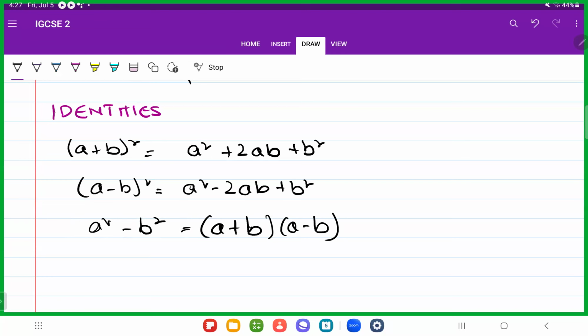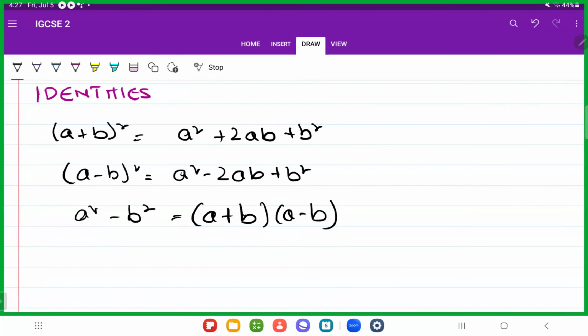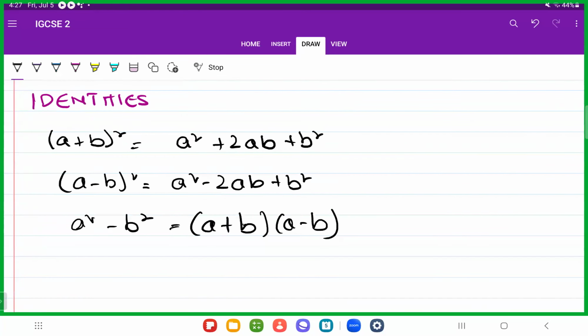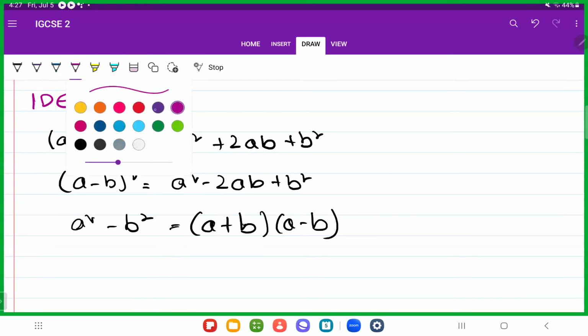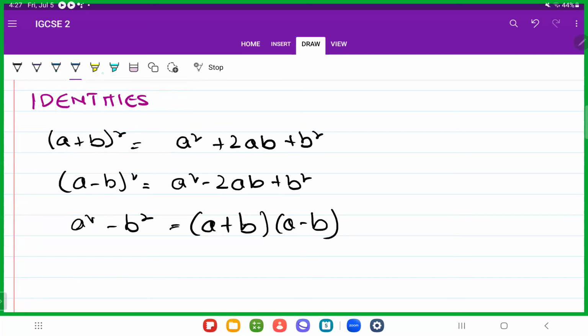What does this mean? Let's talk about it further. Have you copied it? So these identities are very important for quadratic equations. Are you done? Okay. So for now, these a and b are variables.